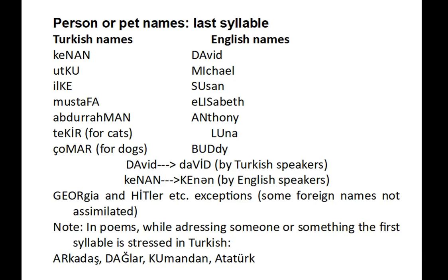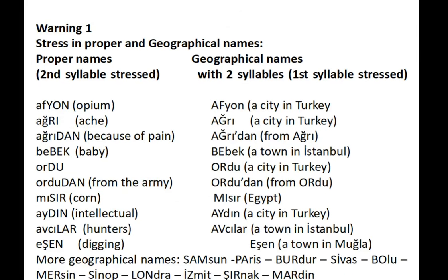Especially in poems, remember, arkadaş, which means friend. Dağlar, you're addressing mountains here. Kumandan, commander, it means Atatürk. When you start a poem this way, you stress the first syllable, everybody. Of course, I have some warnings.